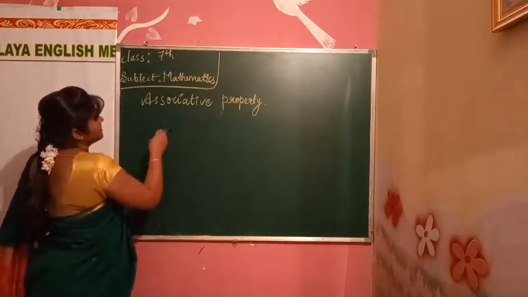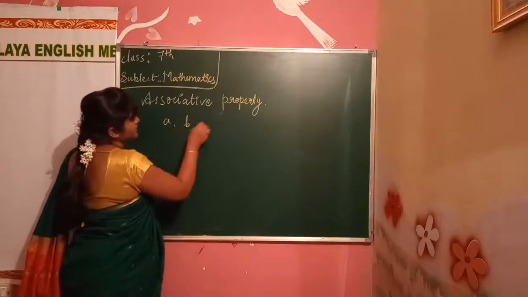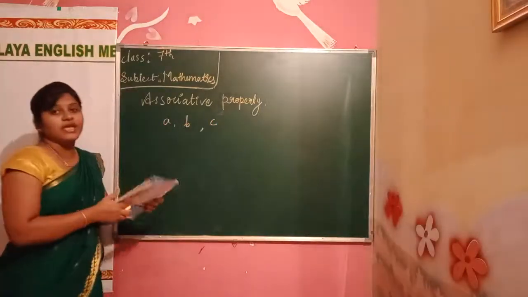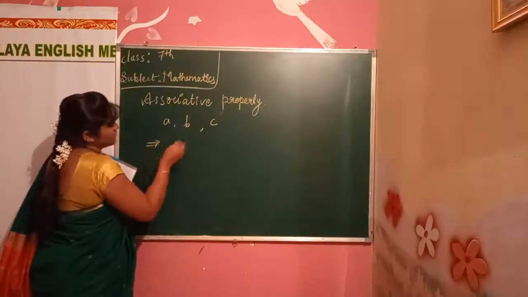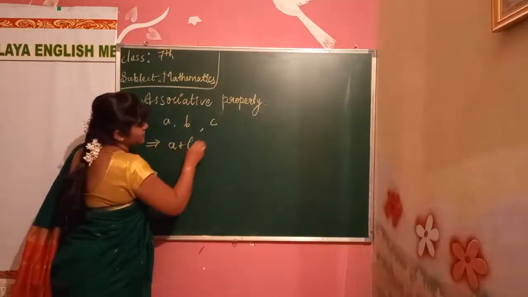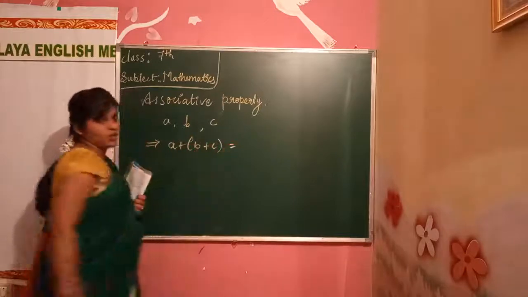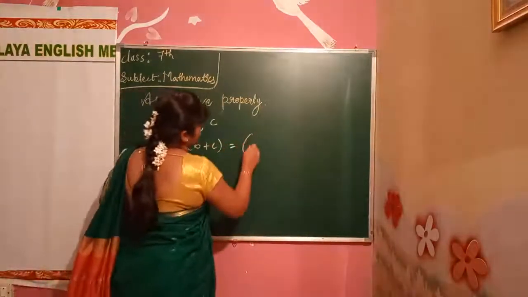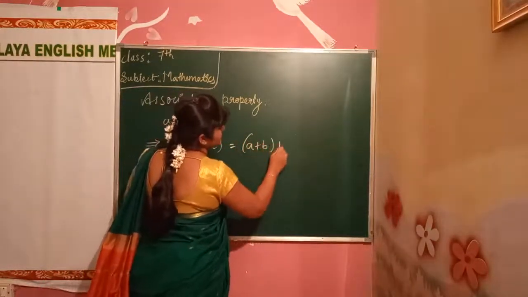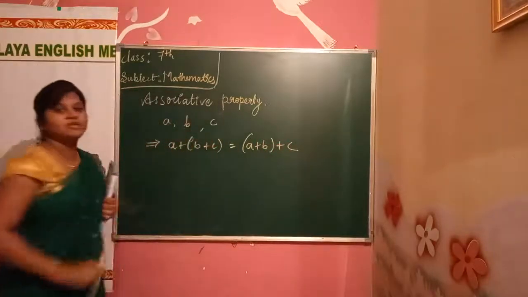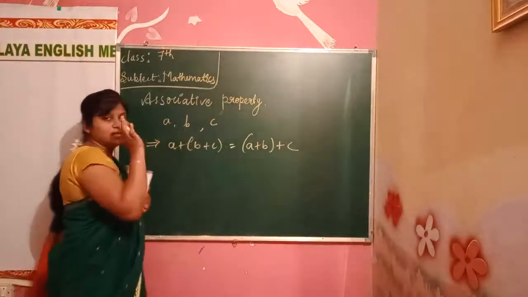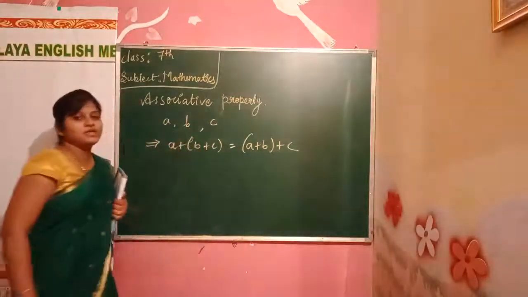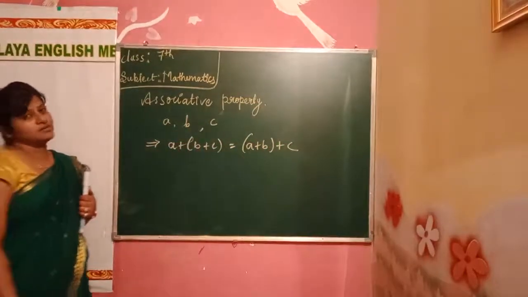When we have three integers, for example, A, B and C. Grouping of A, B and C. First one, (A plus B) plus C. Next one, A plus (B plus C). These two have to be the same. Associative property: grouping of three integers will always be the same.